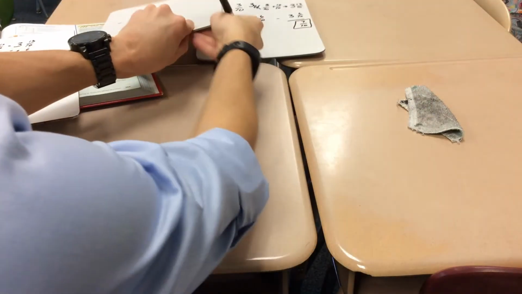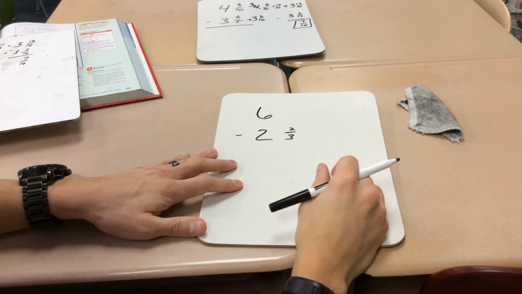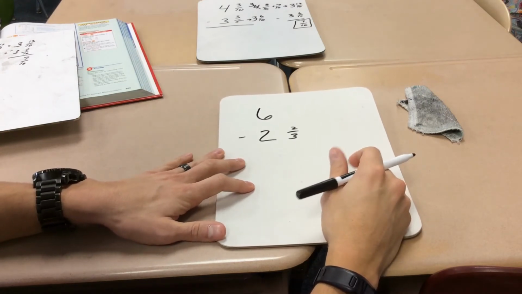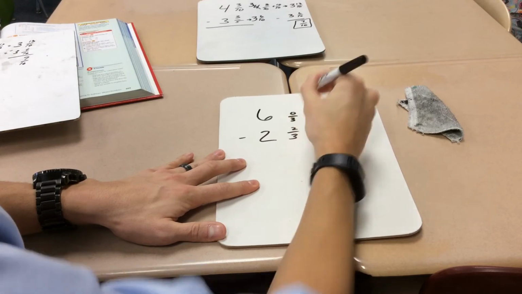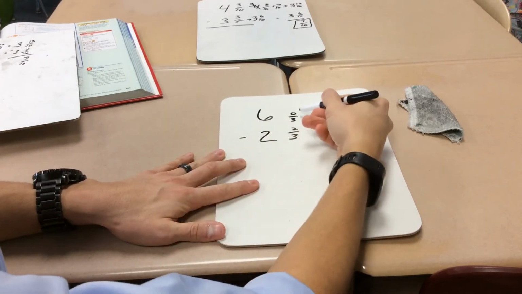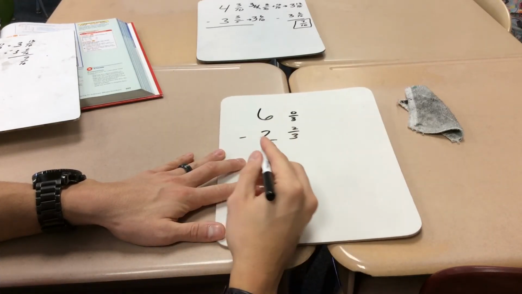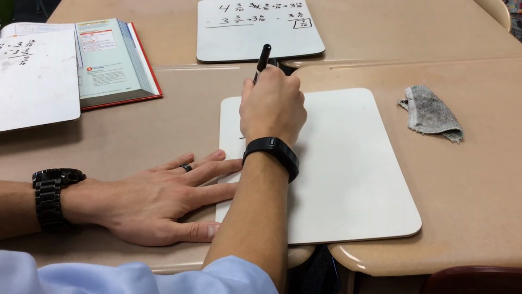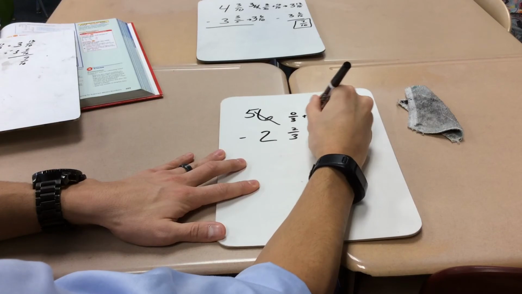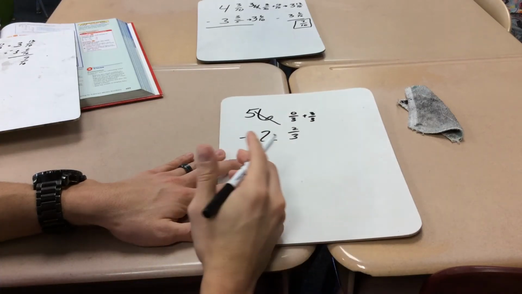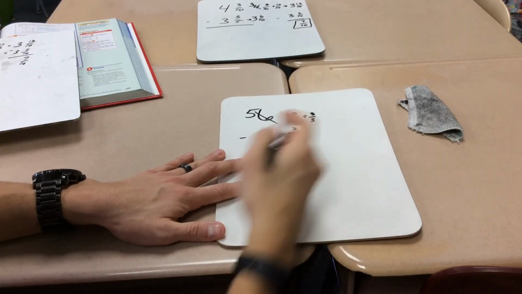In our second example, you'll see that we only have a whole number. So what we're going to do is say, oh, we really have 6 and 0/3. Now we see that we can't subtract 0 from 2, so we will borrow, and we'll make that a 5. And because we borrowed, we can add a whole number, but in terms of a fraction, 3/3.